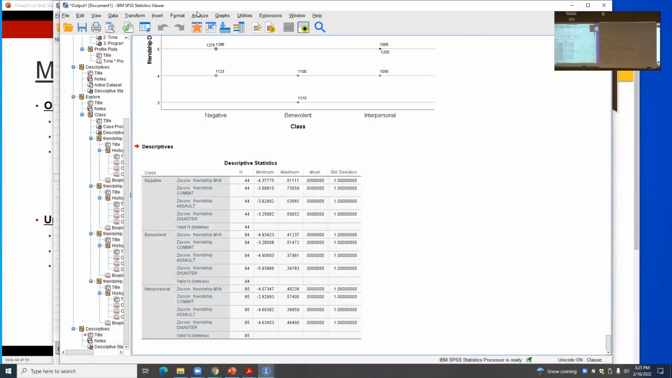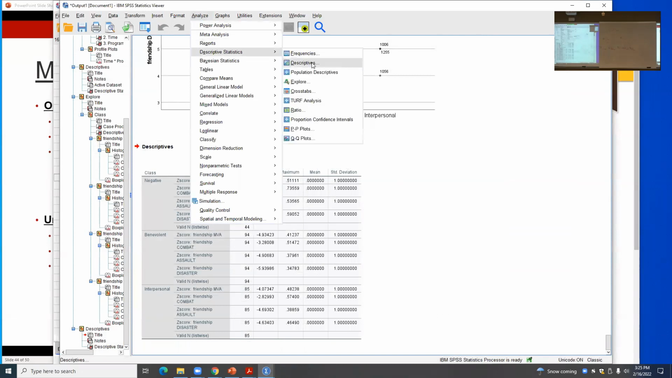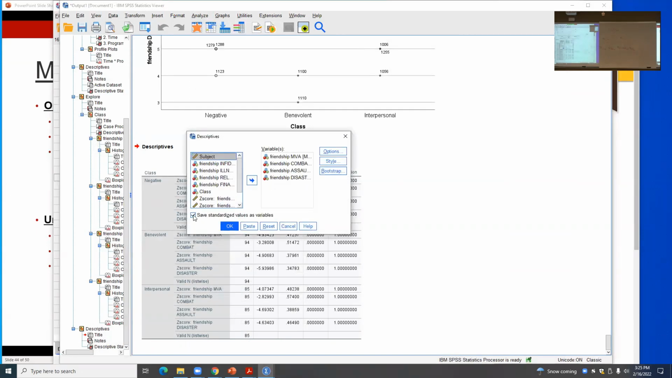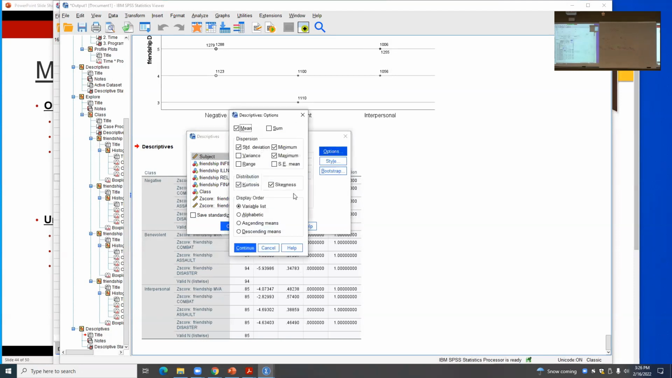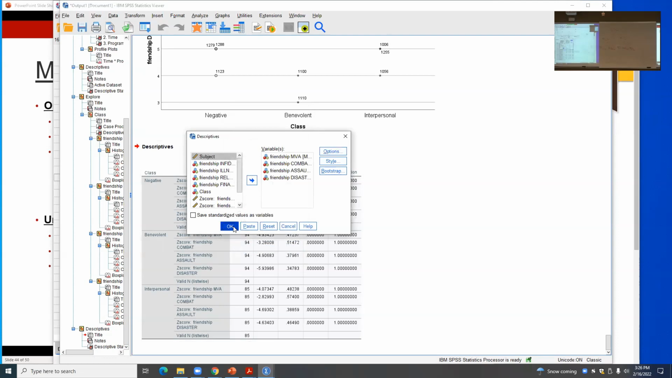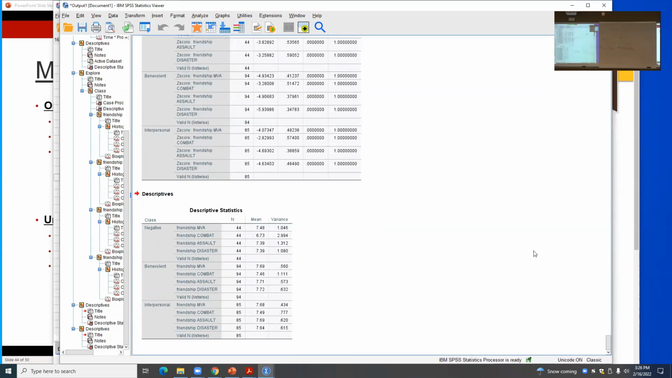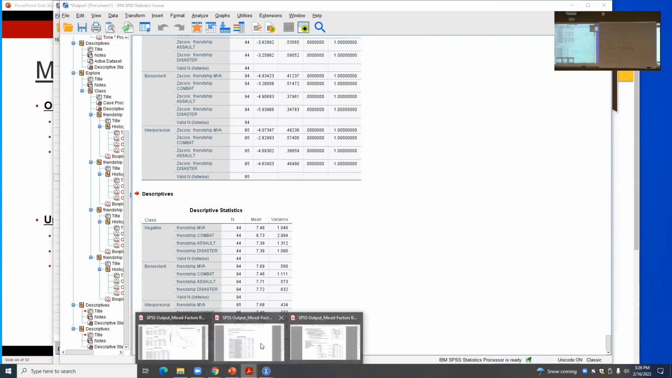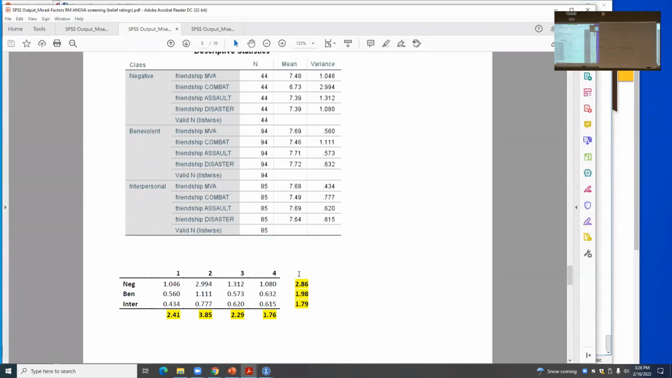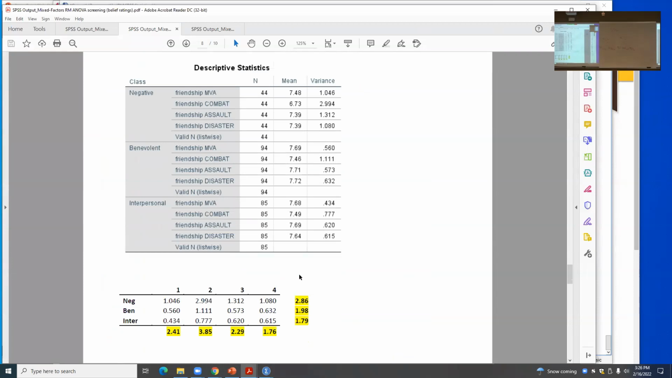is I just went to analyze, descriptives, and then I don't need to save standardized variables, but if I go to options, take off skew kurtosis, I can click variance instead of standard deviation. Min, max, I don't need those, okay? And then if I hit OK, it's going to give me this table that's got my means and my variances. Now, what I want to do here, remember that we have assumptions in our mixed factors ANOVA.